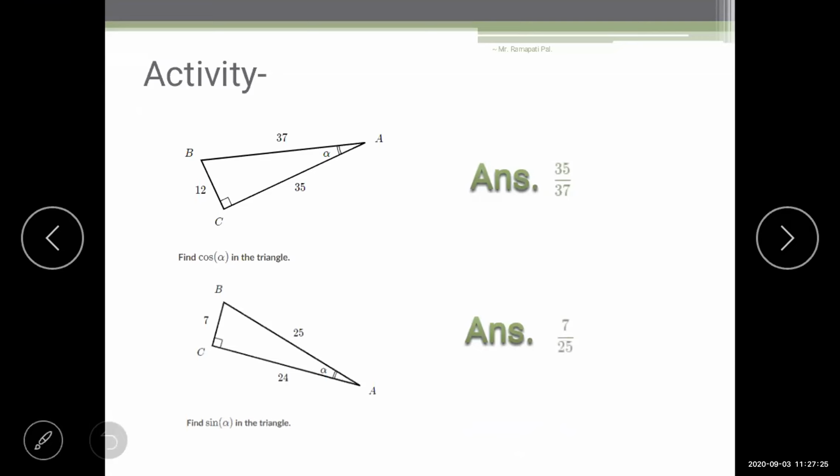7 upon 25. Next question. Okay. So you are ready? Come to this. Find tan beta in this triangle. Tan beta. Find now. Yes. Very good.